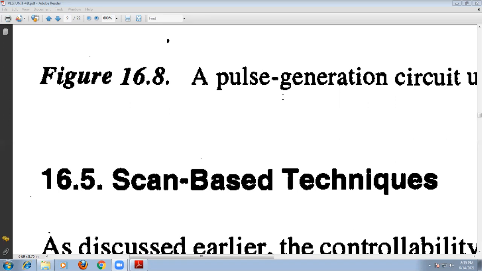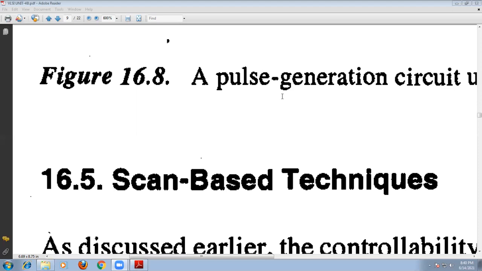By using this scan design technique, the testing of a sequential circuit is reduced to the problem of testing a combinational circuit. That is the main advantage of this scan-based technique. The testing of the sequential circuit is reduced to the testing of a combinational circuit. That is the main important point.